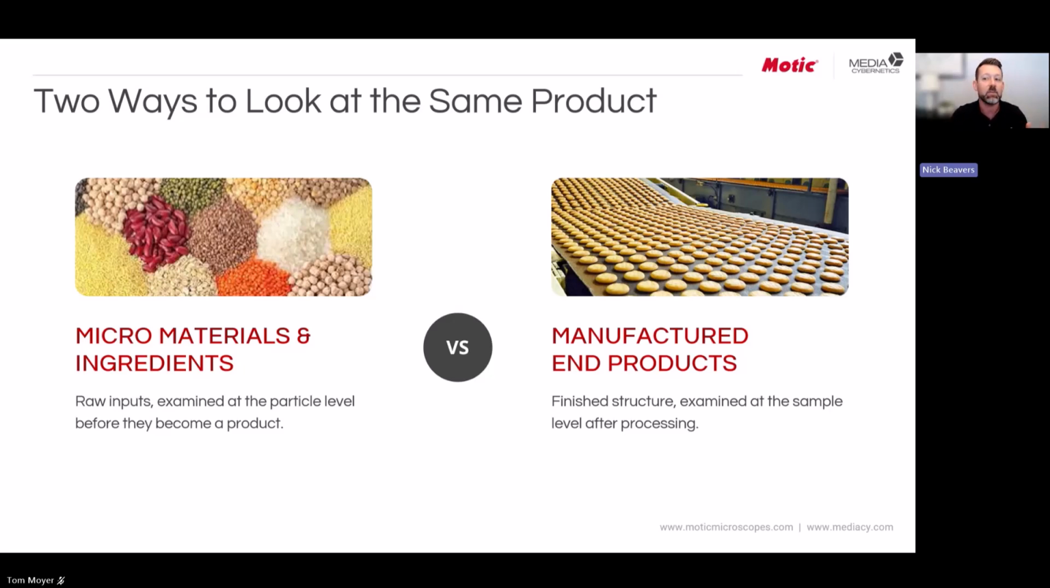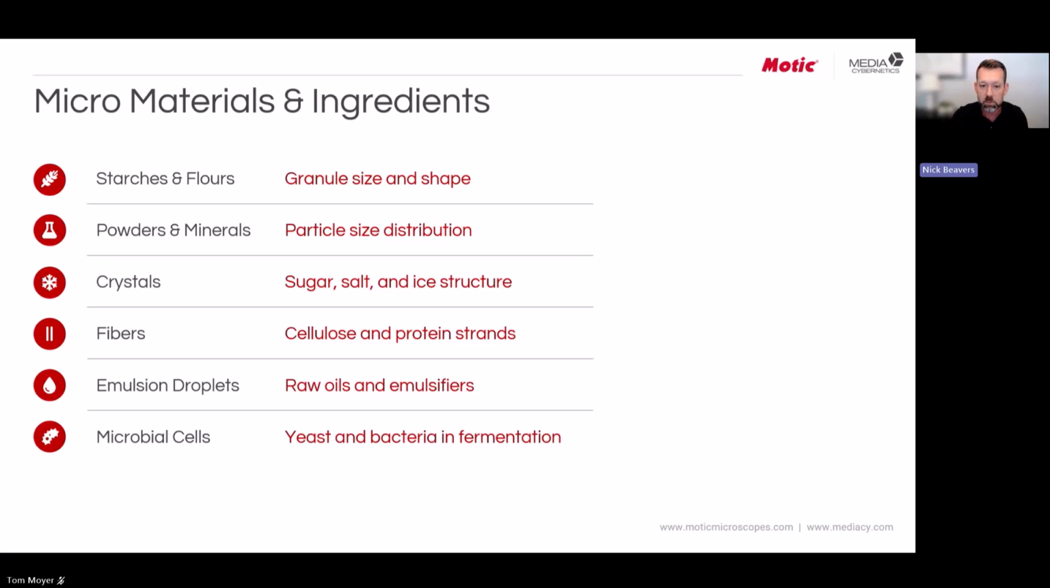So on the left-hand side, obviously you're going to have a lot of properties of your micro materials and ingredients that could be very different from what you're going to see in a manufactured end product, and you have different challenges you're going to face as well. So on the next slide, let's just talk about, with these two different ways, what are some of the things you're going to see in your micromaterials?